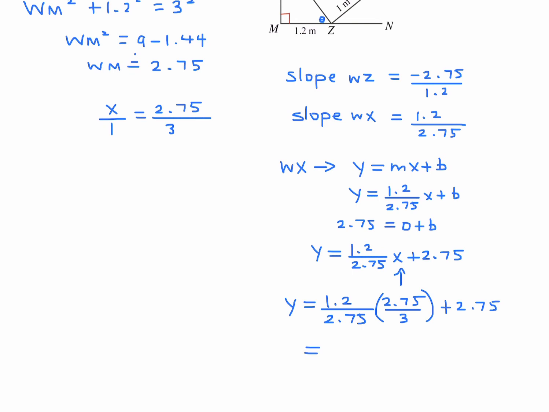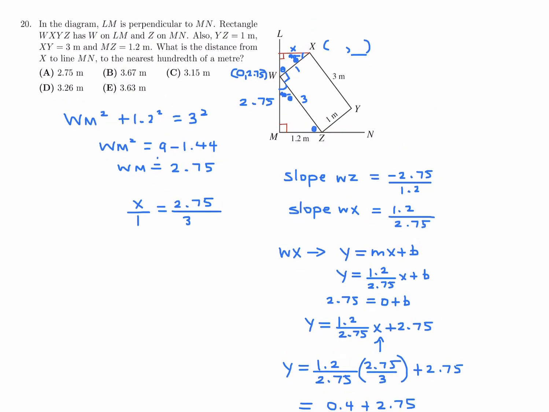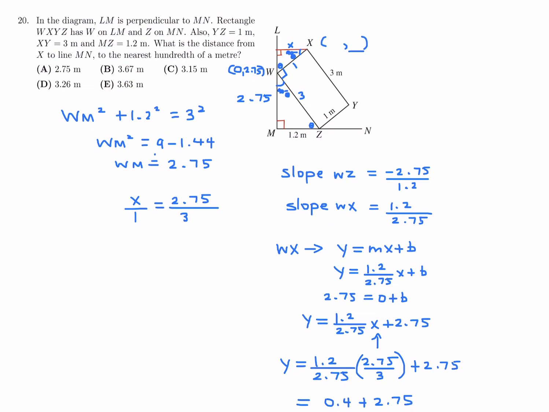Well, this looks like 2.75 cancels, so 1.2 divided by 3 is 0.4 plus 2.75, and that is 3.15. Interesting. I didn't even need to use a calculator. Interesting. So 3.15 is the answer, and number 20, therefore, is C.